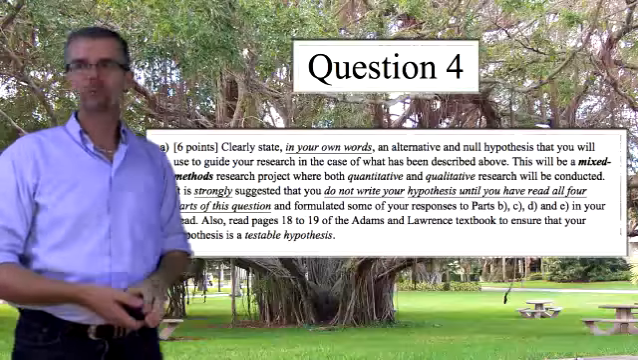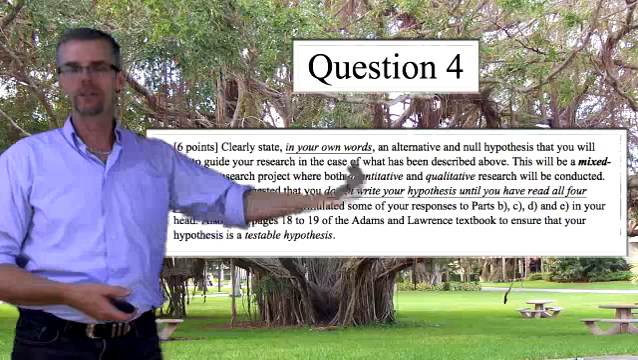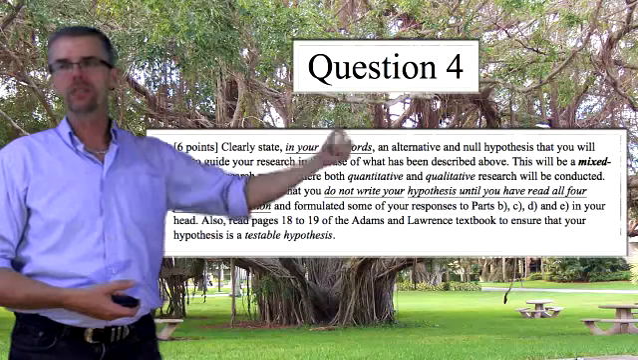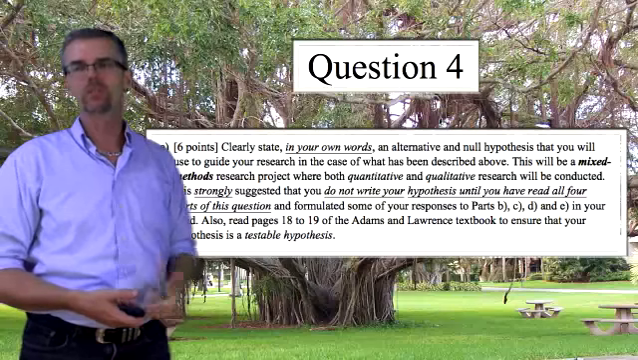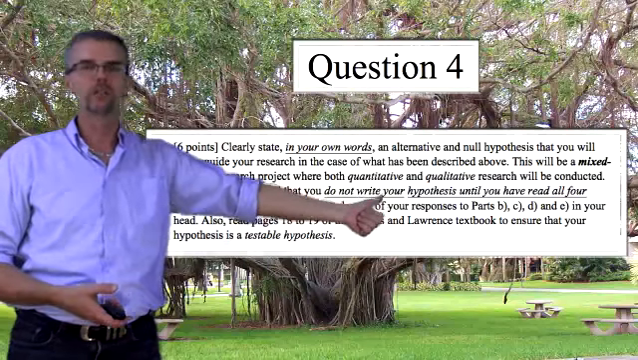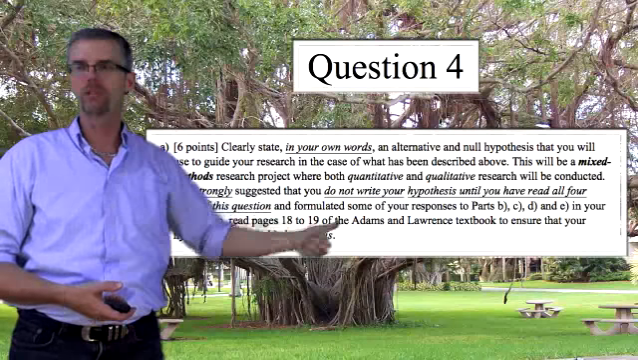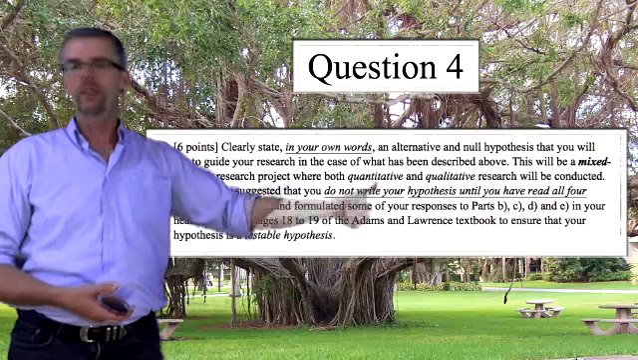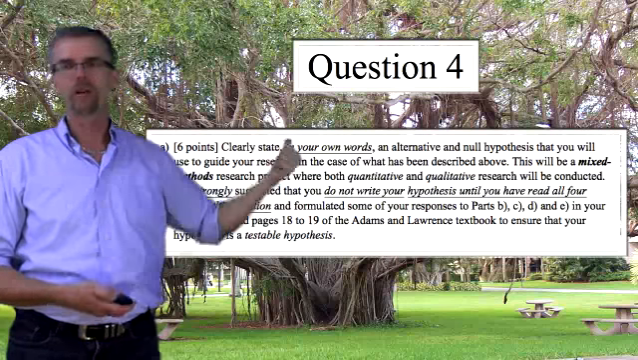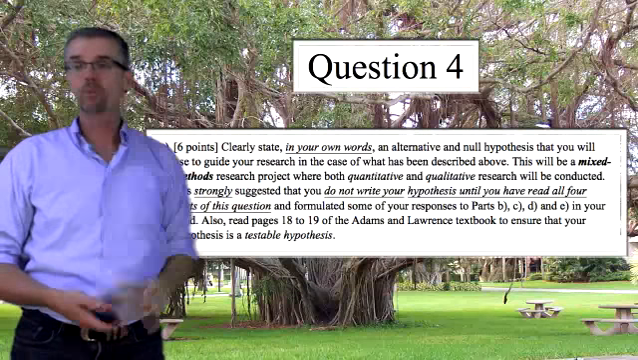Part number A was worth 6 points. Once again, this is like question number 2. I want you to word an alternative hypothesis and a null hypothesis to guide your research. Once again, finish reading this question before you try and answer part number A. So read parts B through E and formulate an answer or direction in your head, and then come back and write your hypothesis. And then go on to part number B.